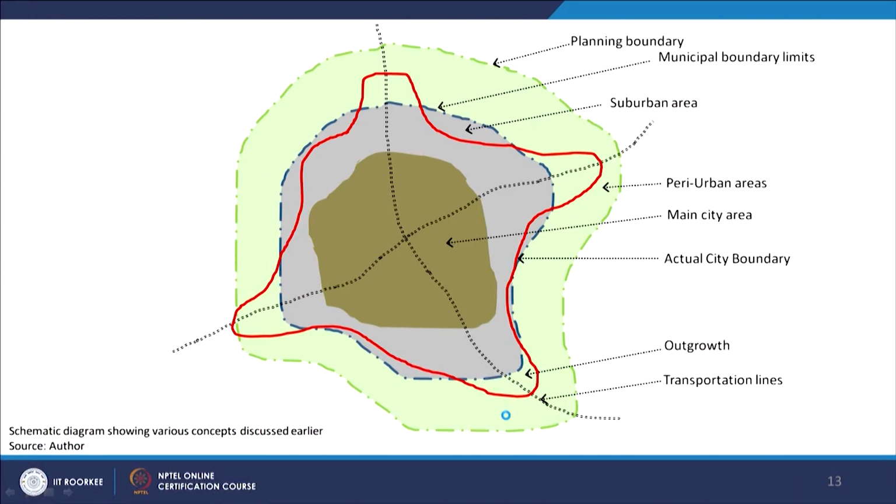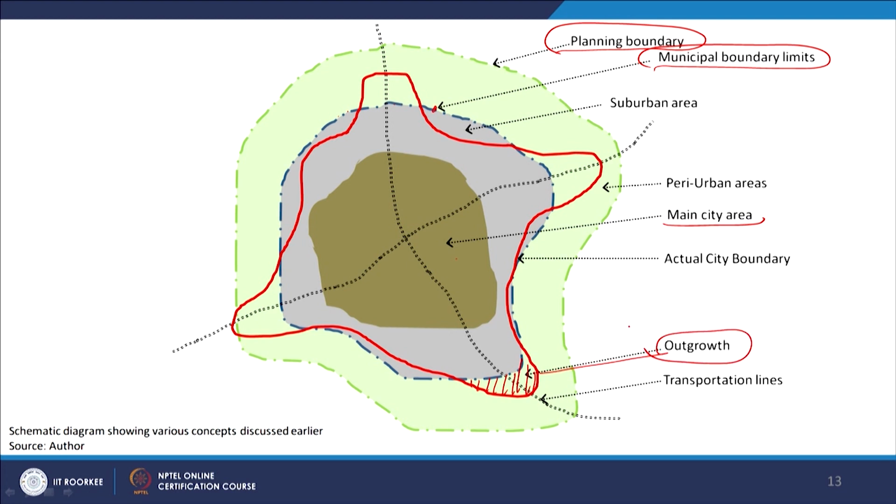So, then let us see some graphical representation of how it looks. This is a typical area. Here we have shown the planning boundary, the green border, then the municipal boundary, the blue one, and this is the city extent, the main city area you can see in grey. Beyond the municipal limit, the blue one, there are some areas which we are calling outgrowth. So, these are basically outgrowth.